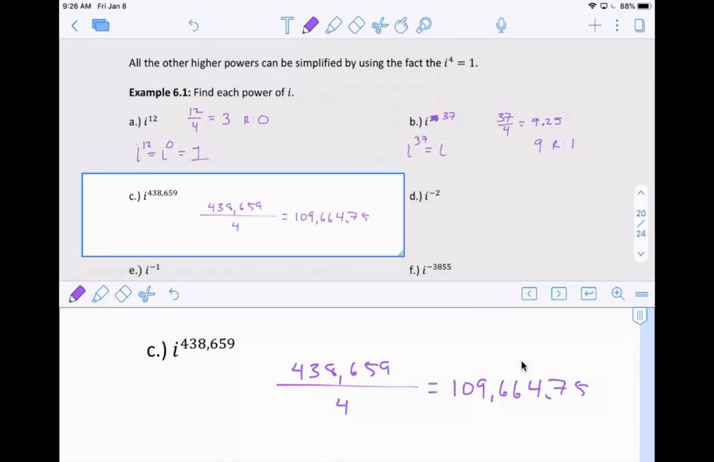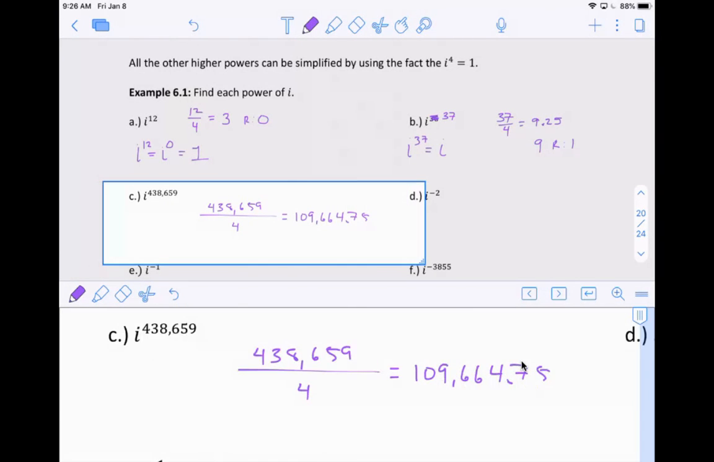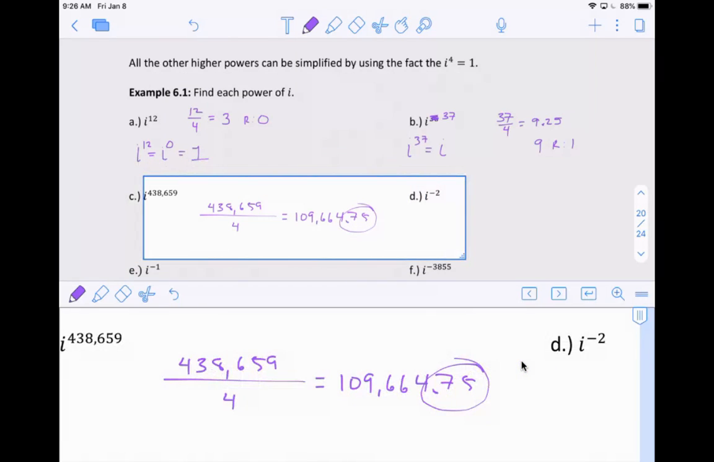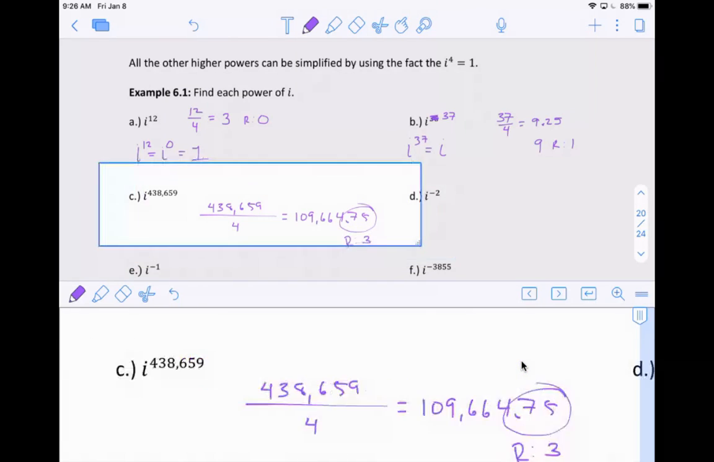It's like a spinning wheel. We don't care how many times the wheel spins. We just want to see where it is in the next spin. It's 3/4 of the way through the next spin. And so this remainder would be 3. In other words, this is equal to i to the 3rd. See that? And what is i to the 3rd? From the pattern, we saw that equals negative i. And that is our pattern.